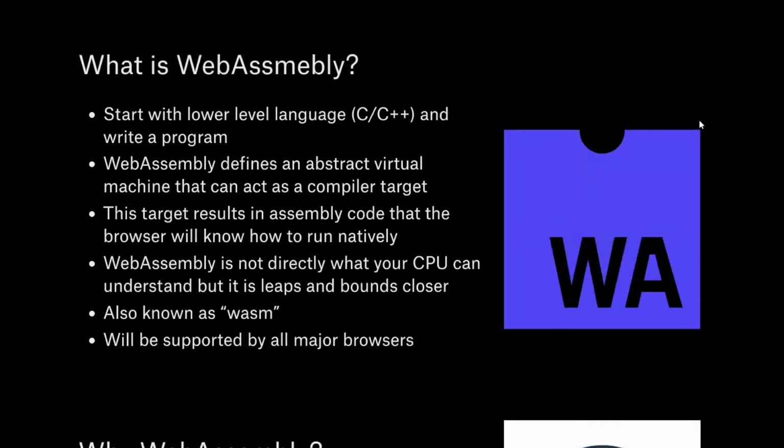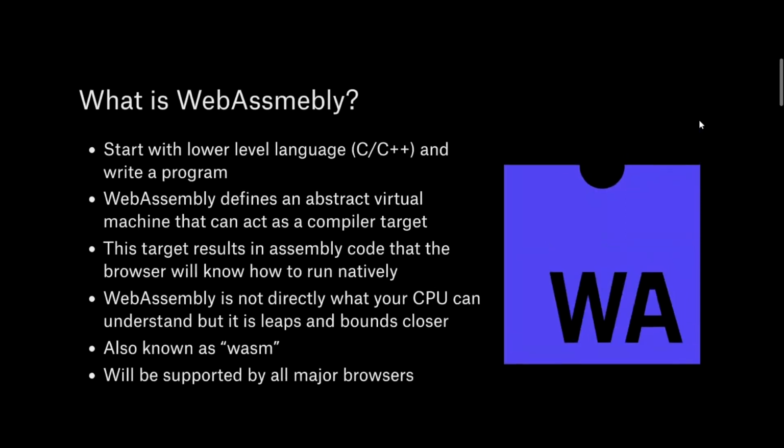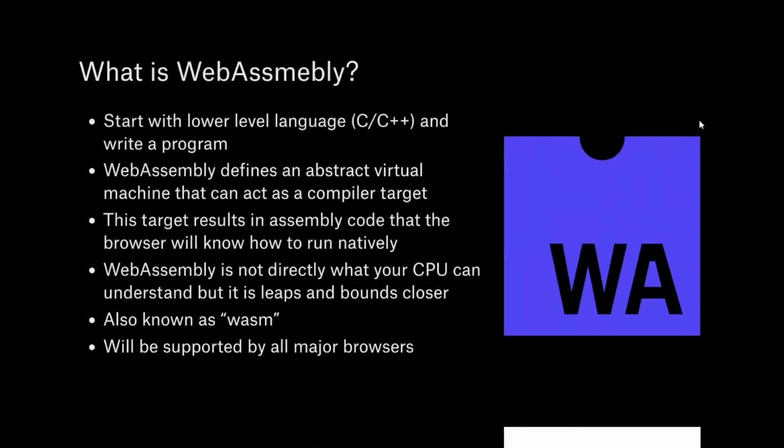What is WebAssembly? So you start with a lower level language like C or C++, and you write code in that, and you compile that to WASM or WebAssembly. It defines an abstract virtual machine that acts as a compiler target.